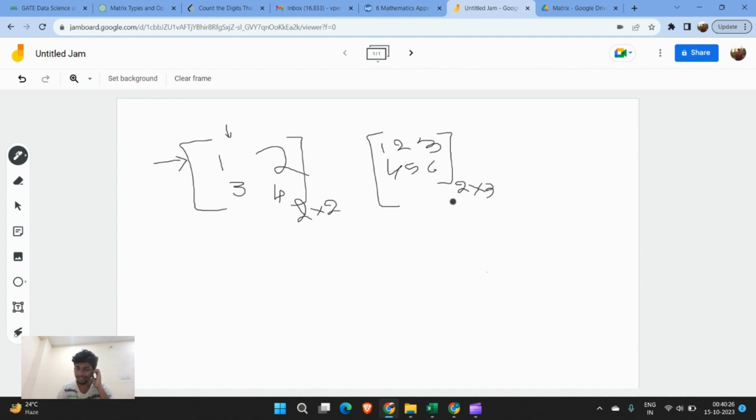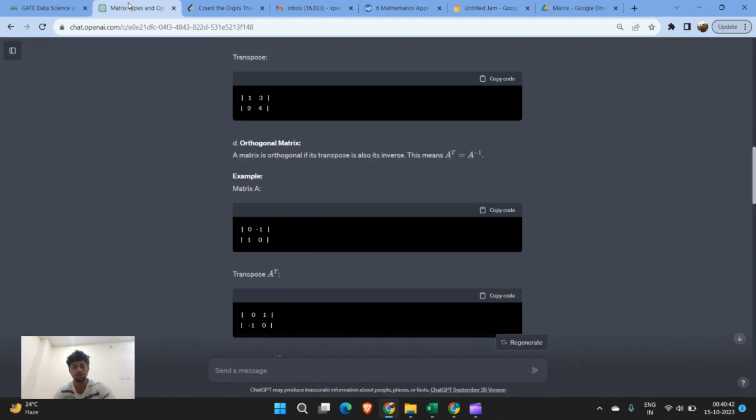What this indicates is, if you multiply these numbers, you will get the number of elements available in that matrix. If you multiply these, you will get 6, so a total of 6 elements are there. If you multiply this, you will get 4, so a total of 4 elements are there. So we'll use GPT-4 to discuss these definitions and how they're going to be useful.